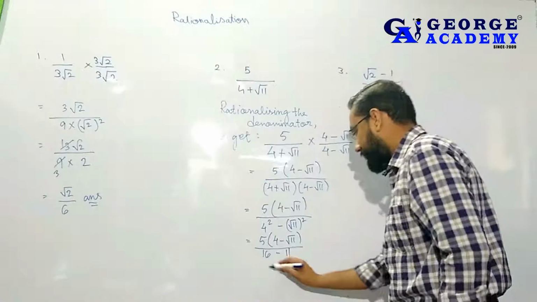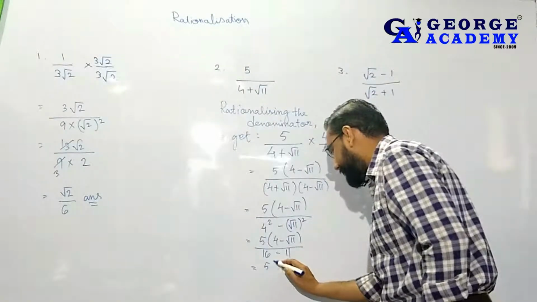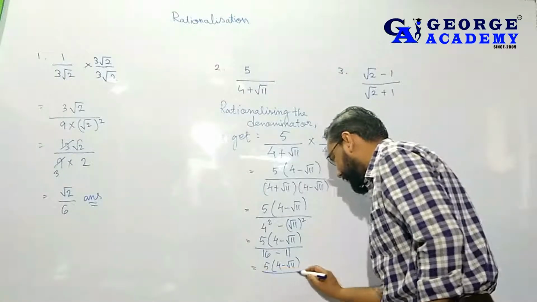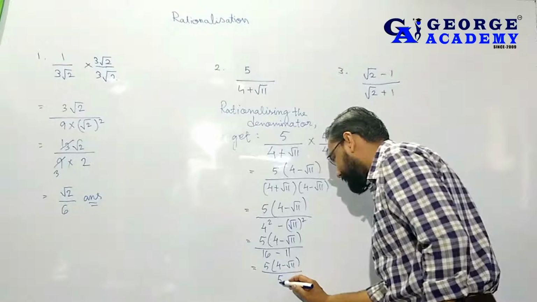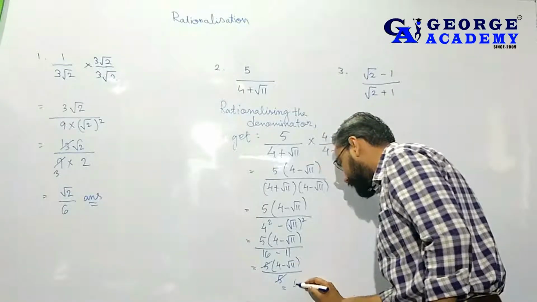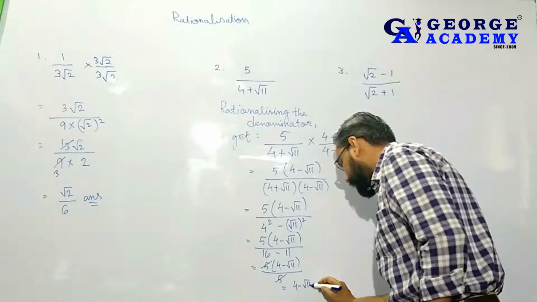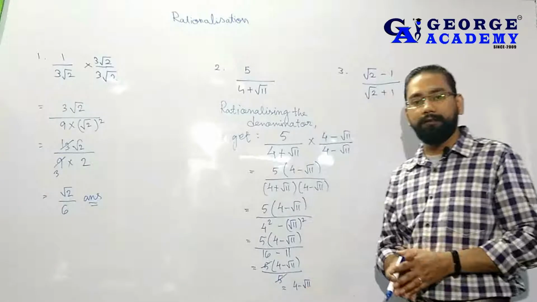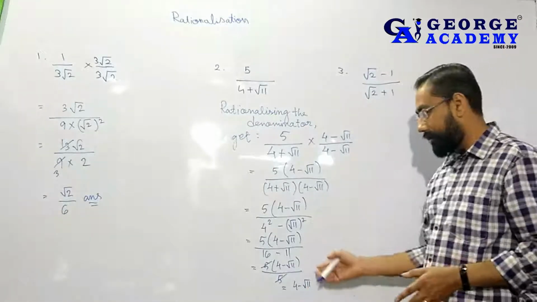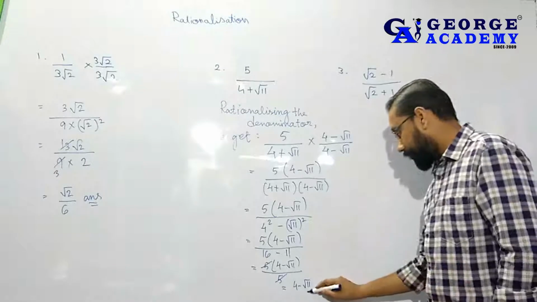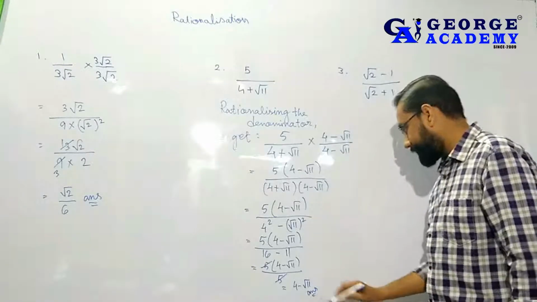So 16 minus 11, which is equal to 5 into (4 minus root 11) by 16 minus 11, which is 5. So this 5 and this 5 get cancelled, which is equal to (4 minus root 11) by 1. And if the denominator is 1, we don't write the denominator. So the answer will be 4 minus root 11.